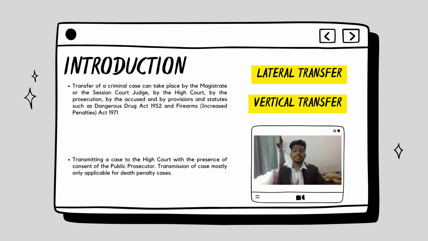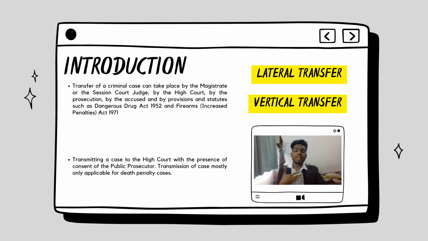There are two different types of transfer of a criminal case. It is either lateral or vertical transfer. A lateral transfer involves courts of coordinate or equal jurisdiction, like Court of Session to Court of Session, from a magistrate court to another magistrate court, from a High Court to another High Court. The courts exercise similar jurisdiction to try and sentence. The only exception is in terms of their local jurisdiction.